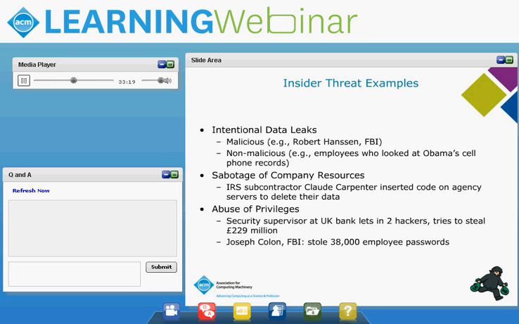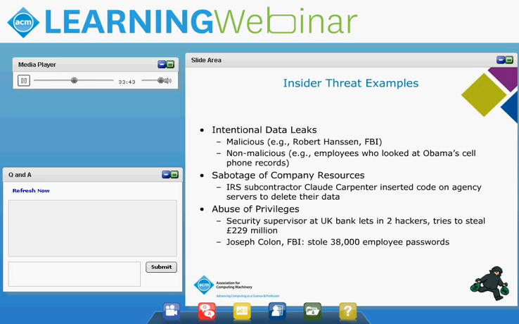There might be non-malicious intentional data leaks as well. For example, there were employees who looked at Obama's cell phone records. They weren't doing this to do something against their company. They were just curious, but it was still a data leak, and it was intentional. And so how do you balance that in terms of protecting yourself as an organization?